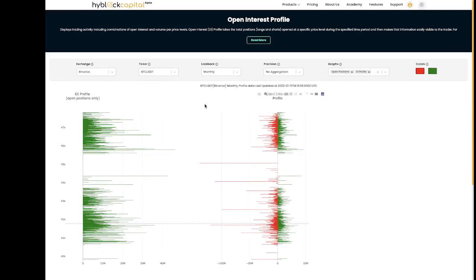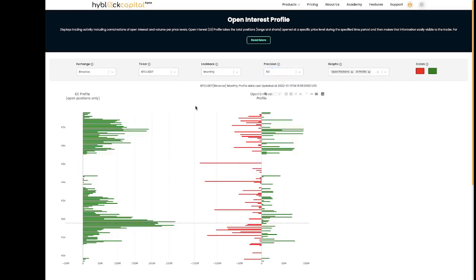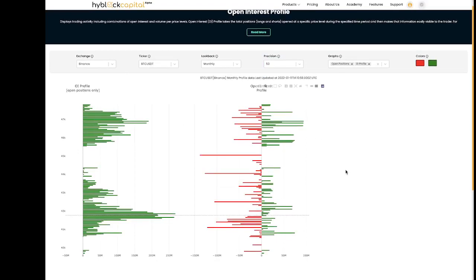You can see that the farther I go back, the more noisy and difficult to read the graph becomes. This is where the precision filter becomes very useful. You can aggregate the graph by a range of values to make it more easier to read. So for example, in this one, we can aggregate by every 50 units. And here you can see that the graph becomes much more legible. If I hover my mouse over the graph, I can see the value of each bar across the different price ranges.